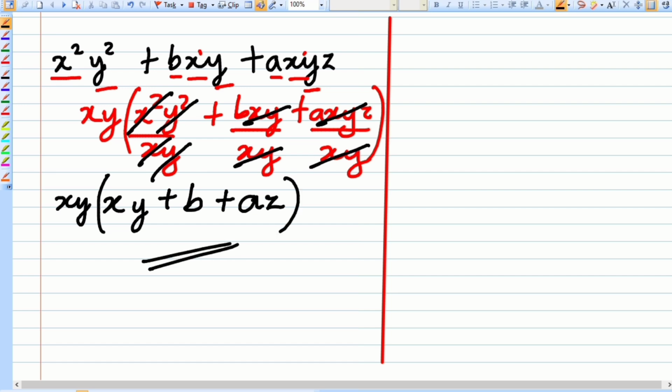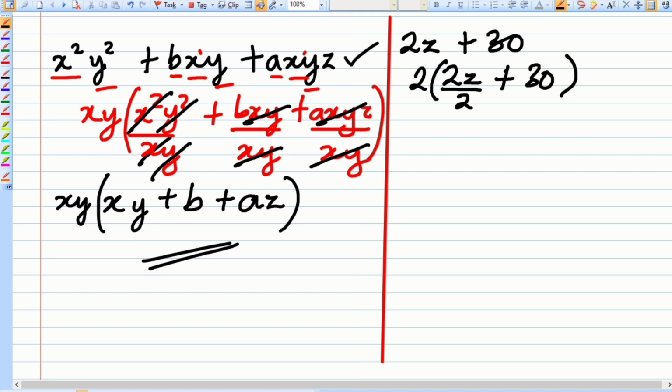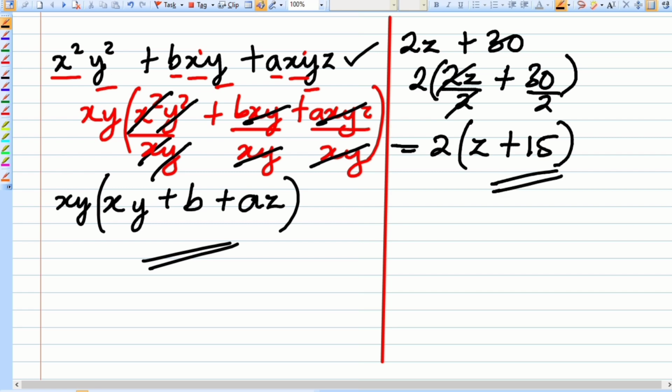If you expand this expression, you're still going to have the original question. Alright, so we have 2z plus 30. So how do we do this? You see that z is not common because there's no z there. So the common factor here is 2, because 2 can go into 2 and into 30. We divide by 2. So the answer would be 2 brackets. 2 can cancel 2. We have z plus 2 into 30 is what? 15. And that's our answer.